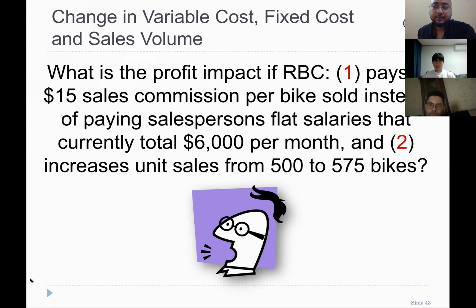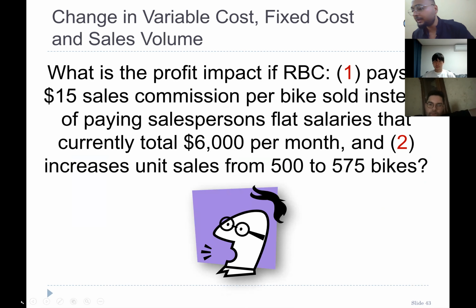See that? Now we have a loss strategy here. And after that, we will see some questions here. So what is the profit impact if RBC pays 15 sales commission per bike? It means the more you sell, the more commission would be. So its nature would be variable cost, right?